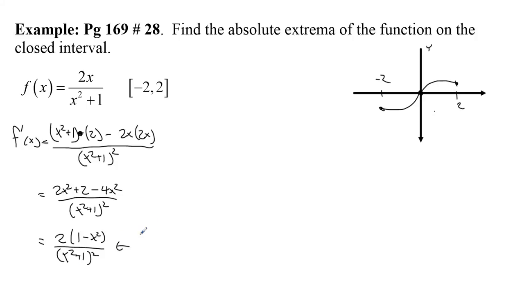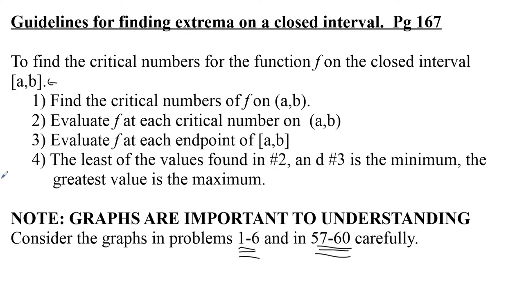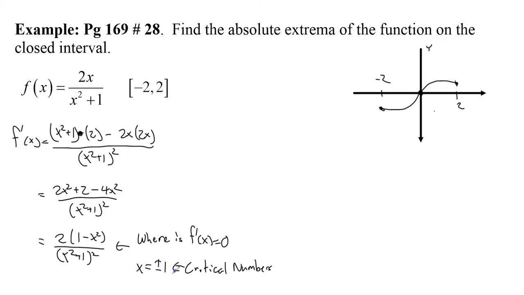So if it's never undefined, where is it 0? The answer to that is at x equals plus or minus 1. These are my critical numbers. Following the guidelines I gave, I now need to test the endpoints and the critical numbers.